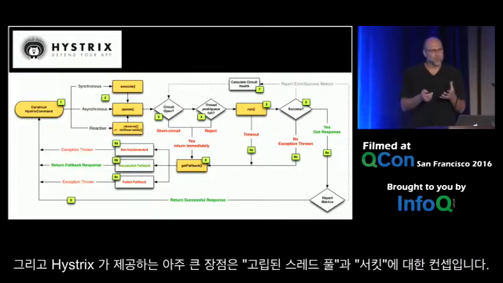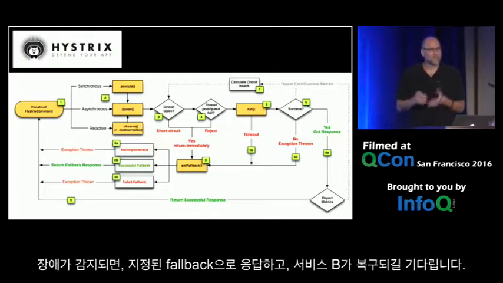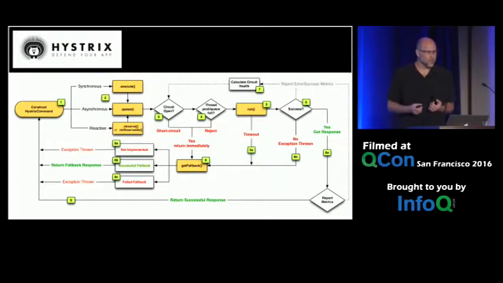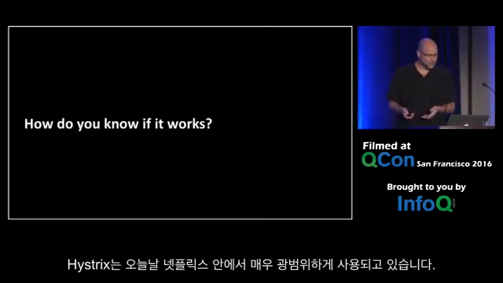And then the other big benefit of Hystrix is isolated thread pools and this concept of circuits. If I keep hammering away at service B and it just keeps failing, maybe I should stop calling it and fail fast, return that fallback, and wait for it to recover. So this has been a great innovation for Netflix. It's been used quite broadly.